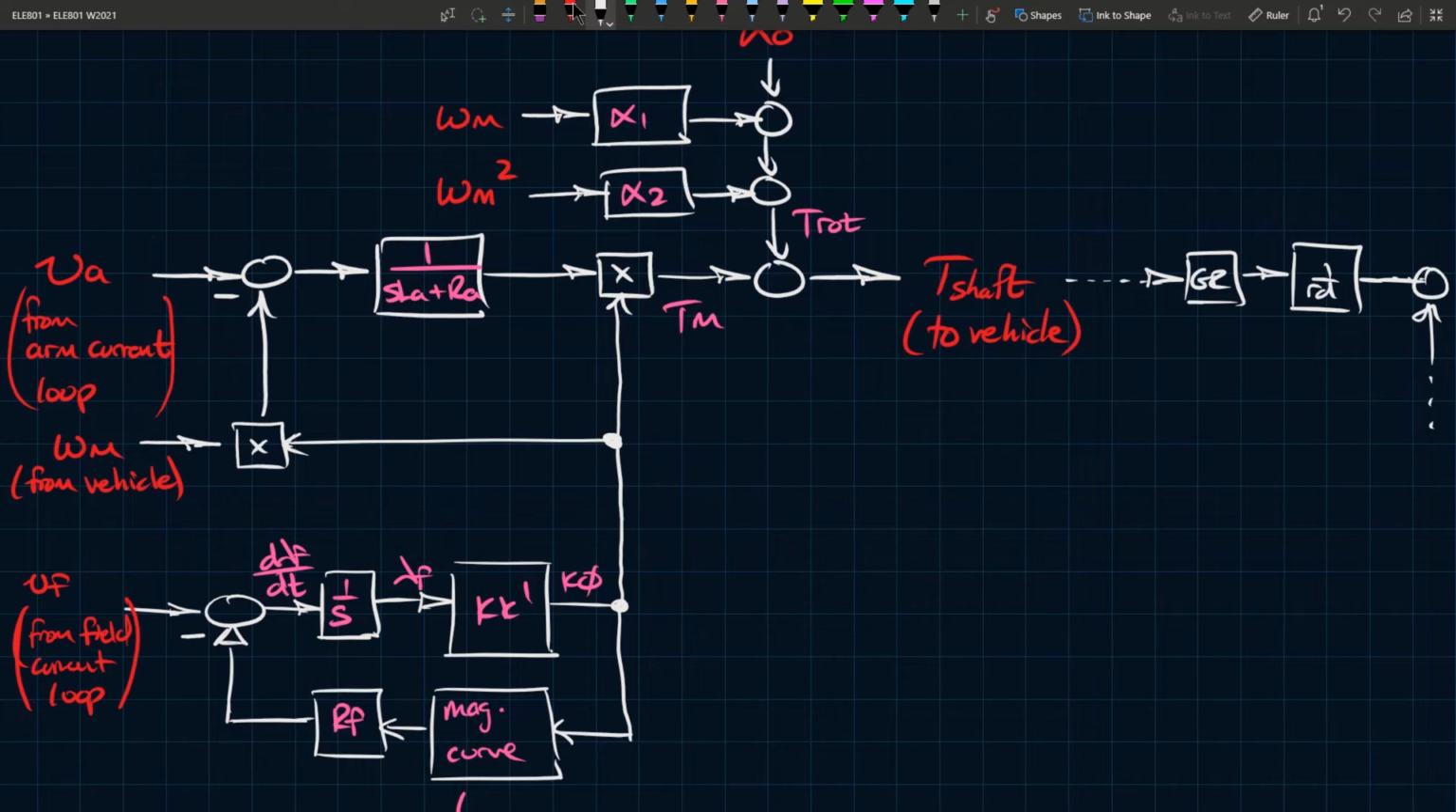Oftentimes, we can lump the resistance forces with the rotational losses, and so all these components here can be added to the resistance model here. If you remember, there's a resistance model here with the aerodynamic drag, with the rolling resistance, and so on. You can lump all of these rotational losses into that part there, and you can have a simplified model if you like. It makes no difference whether you add them here or there. It just changes the model differently. So instead of having the rotational losses separately and the resistance model separately, you'll have the two together.